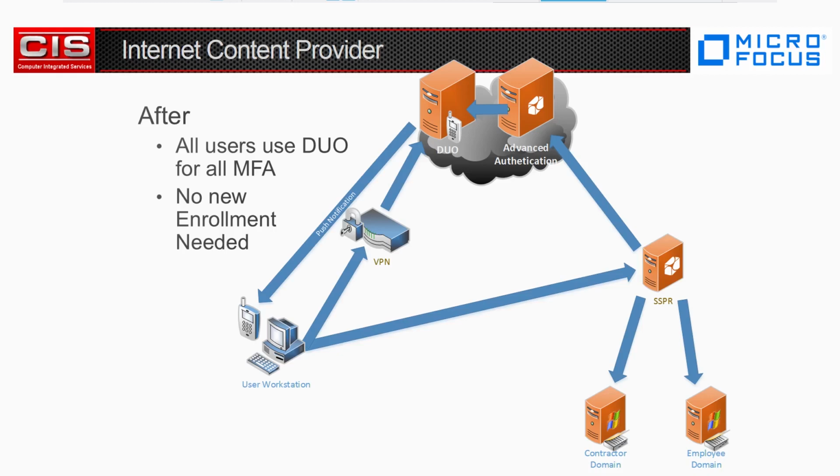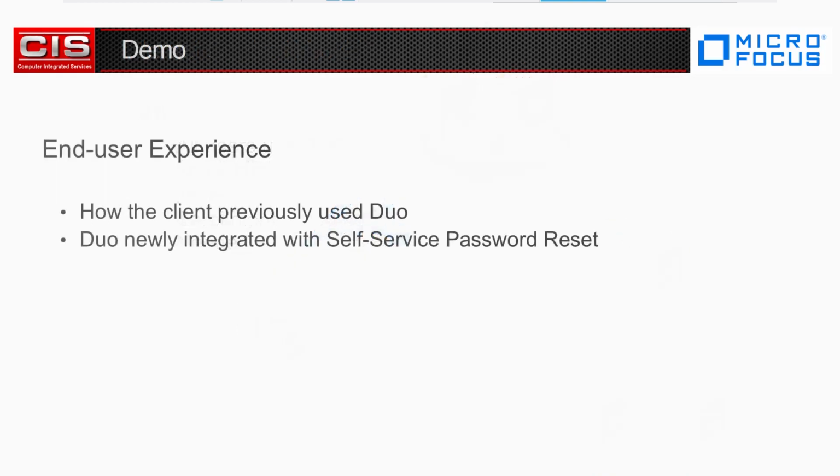The result was once self-service password was integrated with AA, their end users were all pre-enrolled in Duo and could reset their passwords easily, and the help desk admins from their partner companies who also use this product to support their end users could securely access SSPR from over the web. We recorded a quick demo of how this solution looks to the end user.